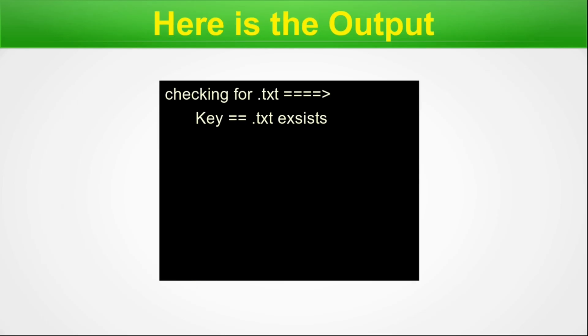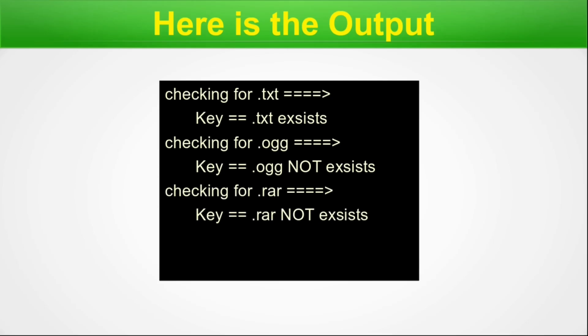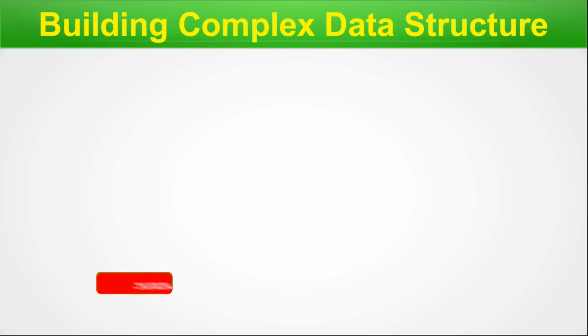First one, txt exists, og does not exist, rar does not exist, .doc exists. So we have clearly checked these random elements, whether they exist inside a dictionary or not, using the example shown below. So that's the output. You're done with this particular section. You can have a try, and don't forget to comment, okay.